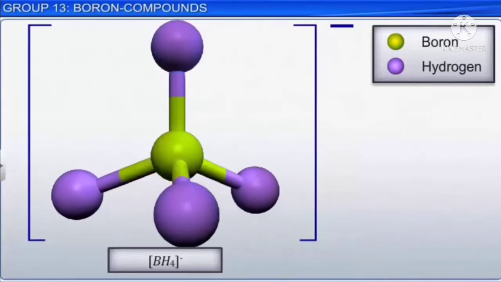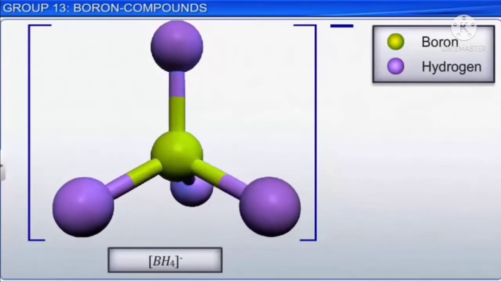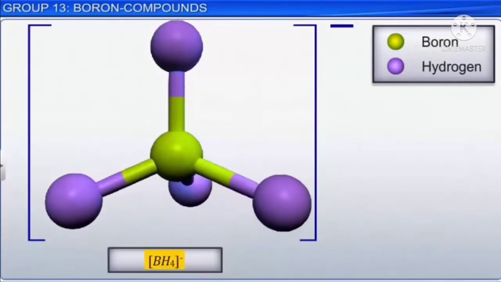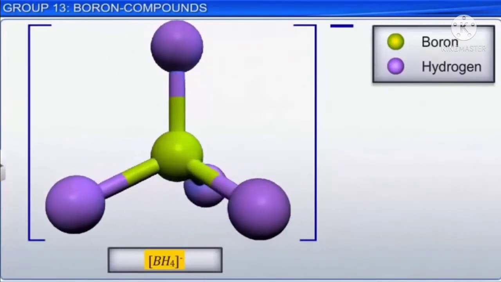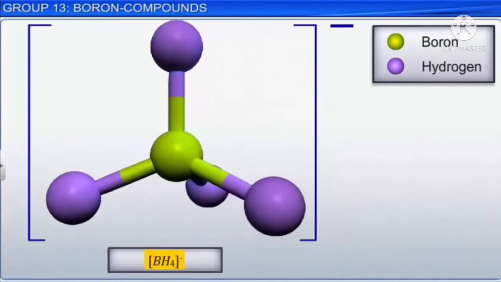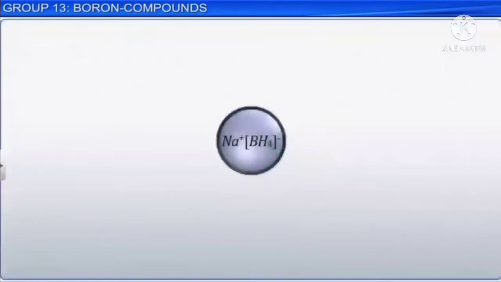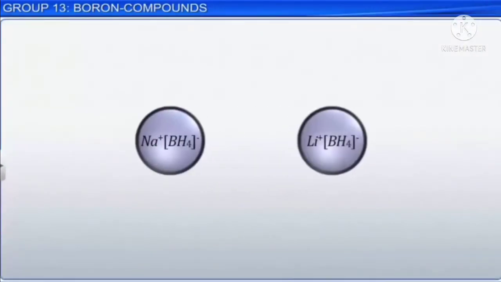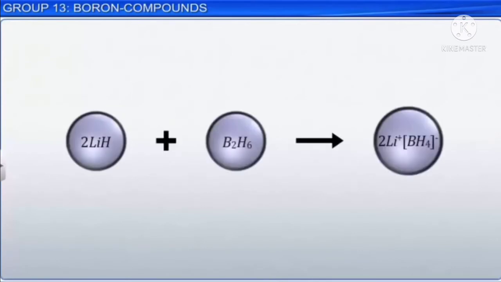Boron forms a series of hydridoborates. One such ion is the borohydride ion, BH4-, which has a tetrahedral geometry. Sodium borohydride and lithium borohydride can be prepared by reacting the metal hydride with diborane, as shown in the equation here.